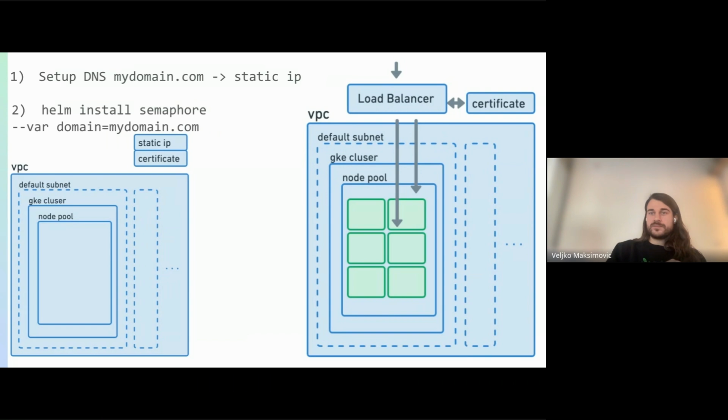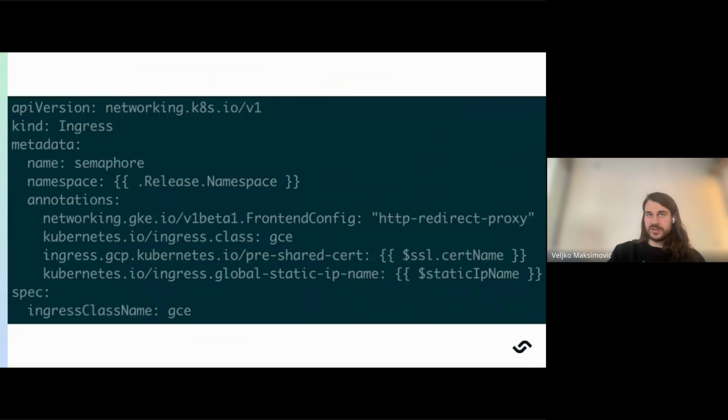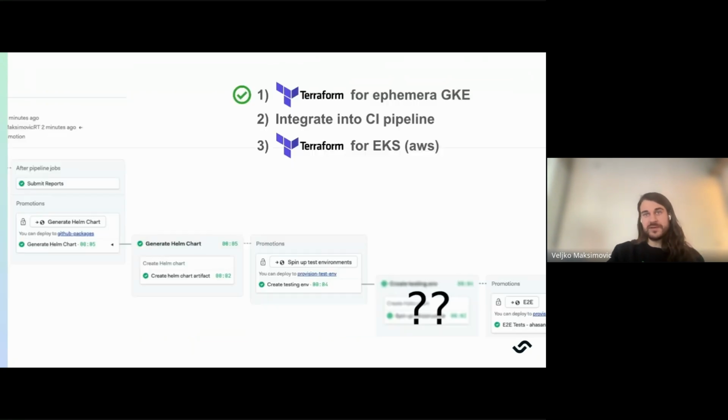And now when we run our installation, we have to make sure that the load balancer actually attaches to this static IP, which can be done if we add one additional annotation saying we want you to use this static IP that we reserved. Great. Once that is done, Semaphore is successfully installed. We can test it and see that it's validated that it is working.